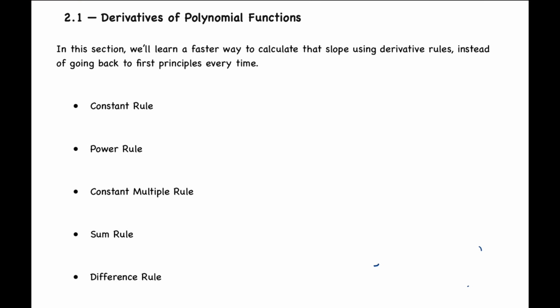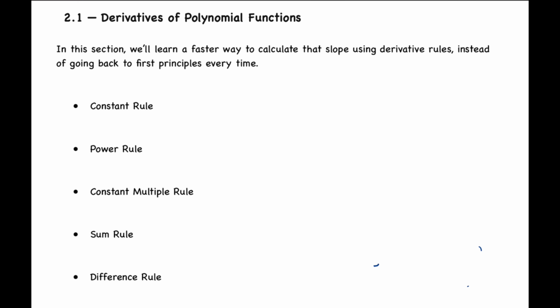In this lesson, we're going to talk about something really useful: how to take derivatives of polynomial functions. Now, in the last chapter, we learned how to find the slope of a curve by going through that limit process. It was fine, but honestly, it's not something you want to repeat every time. So now we're going to learn how to do it faster by using shortcut rules. All right, let's get into it.